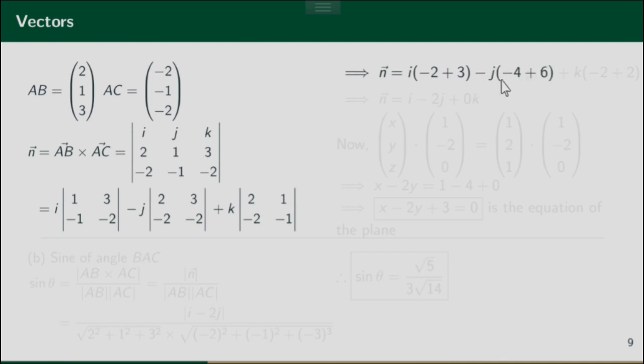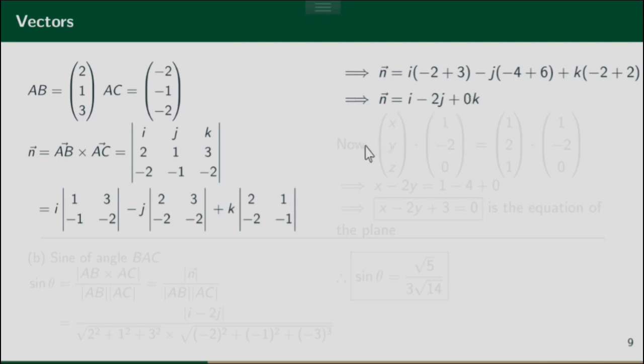I do the same for the j component. I multiply 2 times negative 2, that is negative 4, then minus negative 6. So I'll be having negative 4 plus negative 6. Then finally, I have k into 2 times negative 1, negative 2, minus negative 2 times 1, negative 2. That gives negative 2 plus 2, which is 0. So the normal vector is i minus 2j plus 0k.